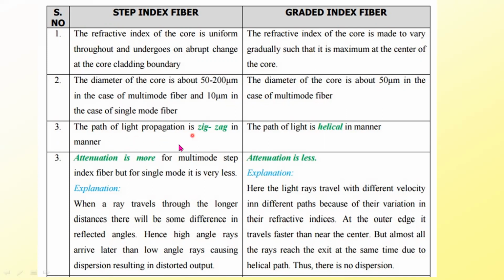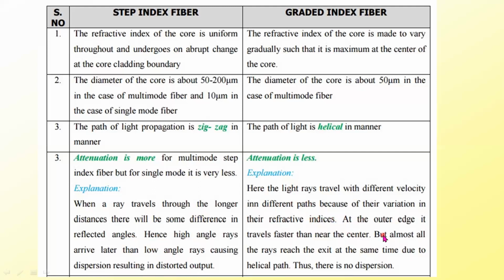The path of light propagation is zigzag in the step index, but it is almost helical in the case of graded index. Attenuation is more in the case of multi-mode step index fiber, but in single mode it is less. In graded index, attenuation is less. In step index, when the light is traveling, there will be some difference in the reflected angles. Then high angle rays arrive later than low angle rays, which will cause dispersion resulting in distorted output. But in the case of graded index, light rays travel at different velocity in different paths because of the variation in the refractive index.